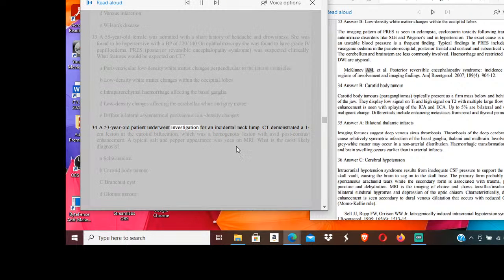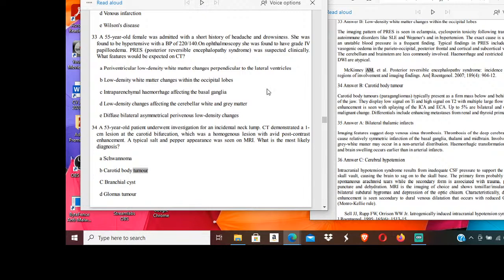A 53-year-old patient underwent investigation for an incidental neck lump. CT demonstrated a 1 cm lesion at the carotid bifurcation, which was a homogeneous lesion with avid post-contrast enhancement. A typical salt and pepper appearance was seen on MRI. What is the most likely diagnosis? A. Schwannoma, B. Carotid body tumor.